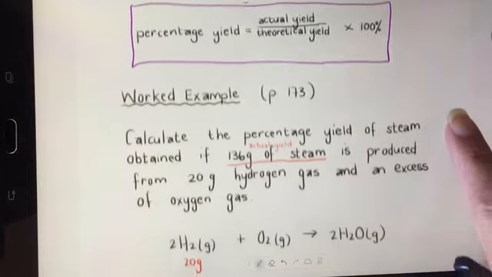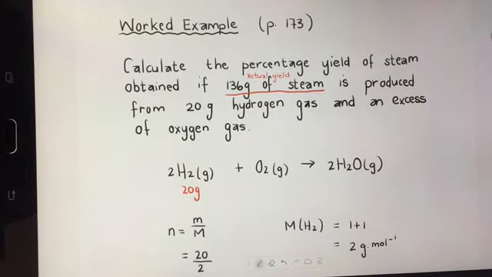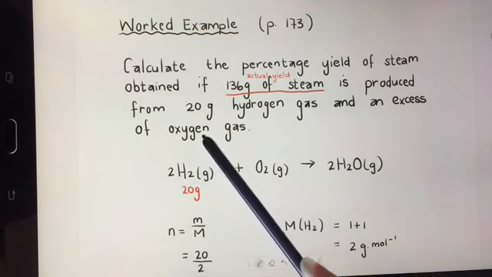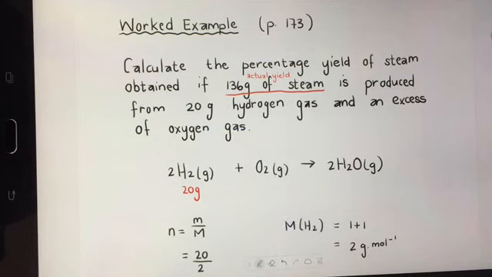Let's look at the worked example on page 173. Calculate the percentage yield of steam obtained if 136 grams of steam is produced. So that is my actual yield. That is how much steam was produced. And they say that we use 20 grams of hydrogen gas and an excess of oxygen, which just means there was more than enough oxygen. So we have to calculate our theoretical yield by using the 20 grams of hydrogen.